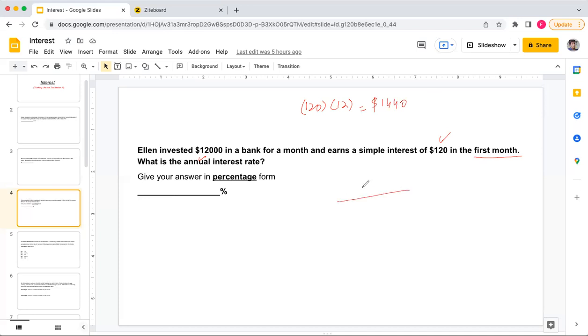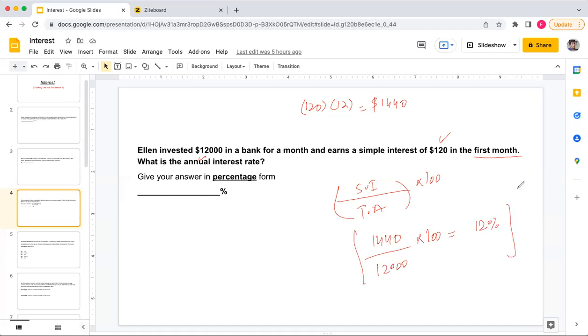So to find the annual interest rate, what should we do further? This is our total simple interest divided by the total investment at the start, in this case 1440 divided by 12,000, and this came out to be 12%.